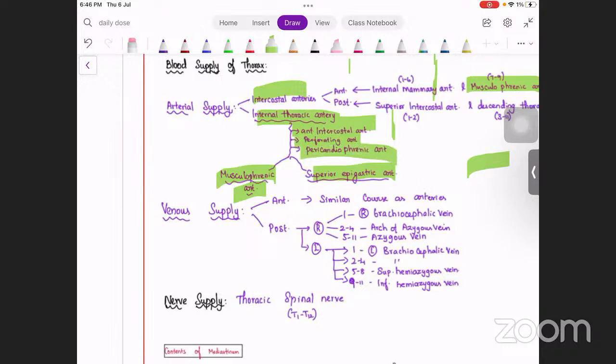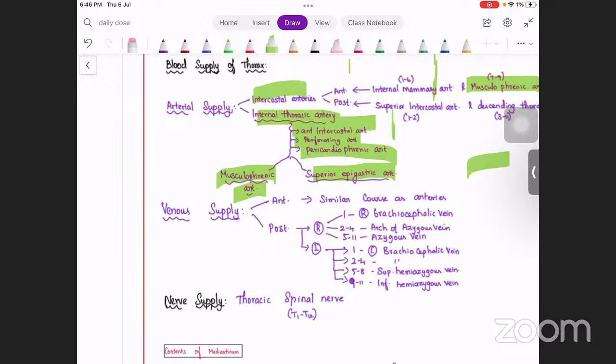So the arterial supply of the thorax is done by two major arteries: the intercostal artery and the internal thoracic artery. The internal thoracic artery, coming from the subclavian artery, continues downwards as the superior epigastric artery. Before that, it gives rise to a few branches. One important branch which supplies your diaphragm is the musculophrenic artery, and apart from that you have the anterior intercostal, perforating, and pericardiophrenic arteries.